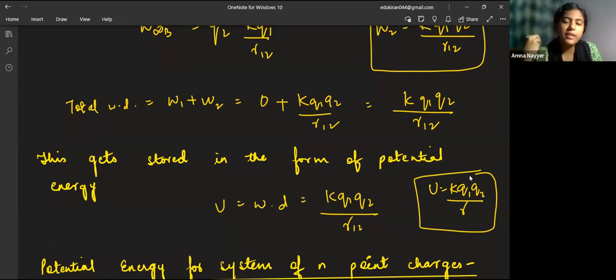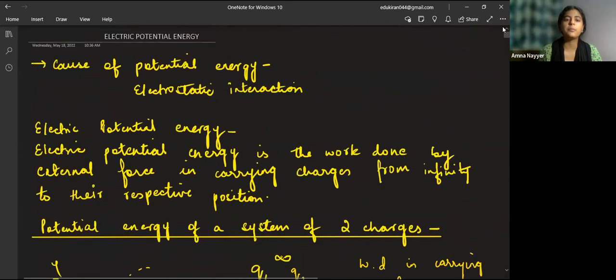Fine. Now, if n number of point charges are present in your system, that I'll tell you. First, note it till here. This is actually the formula which you will be using most of. Note it from here. Make the heading electric potential energy and start.